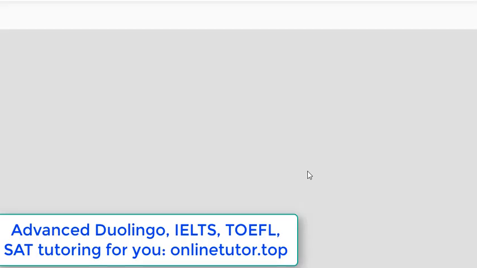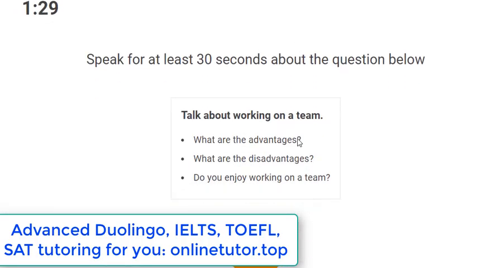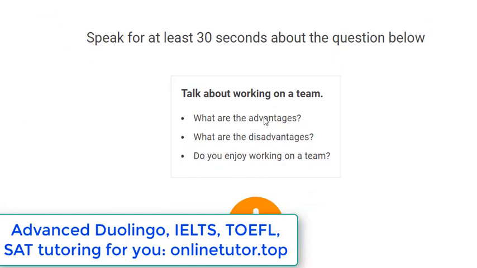So let's choose the next one. I don't even know what the next one will be. Okay, talk about working on a team. What are the advantages? Yes, you remember that you have about 20 seconds to look at this beauty and to grab yourself together. What are the advantages? What are the disadvantages? Do you enjoy working on a team? So such a childish question.